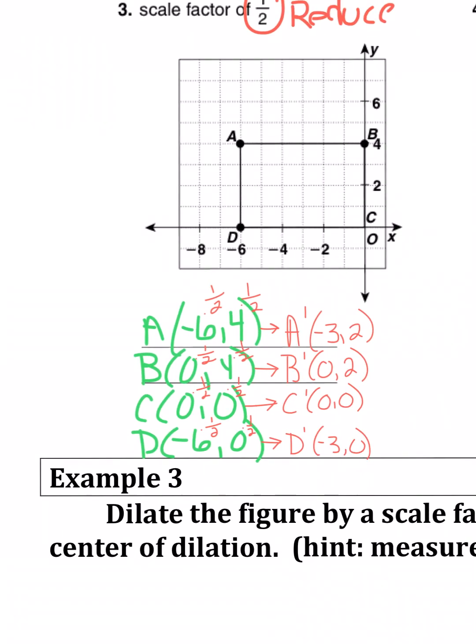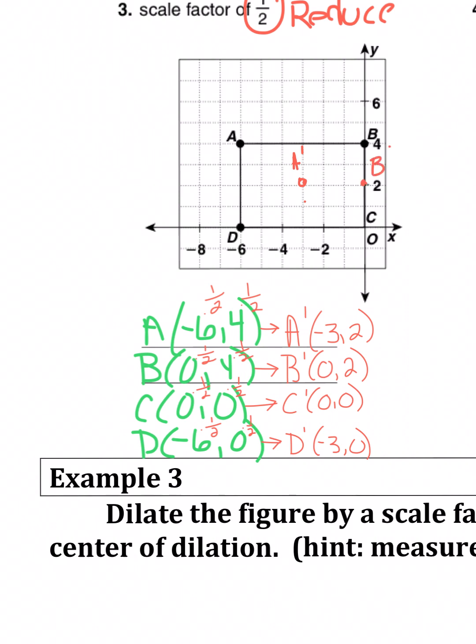So now we're going to go back up to the coordinate grid and plot each of our new points to see the dilation. A prime is -3, 2. So from the origin, I'll go to the left 3, up 1, 2. And that is my A prime. B prime is at 0, 2. So I'm not going to move to the right or left, but I'm going to stay on the axis and go up 2.